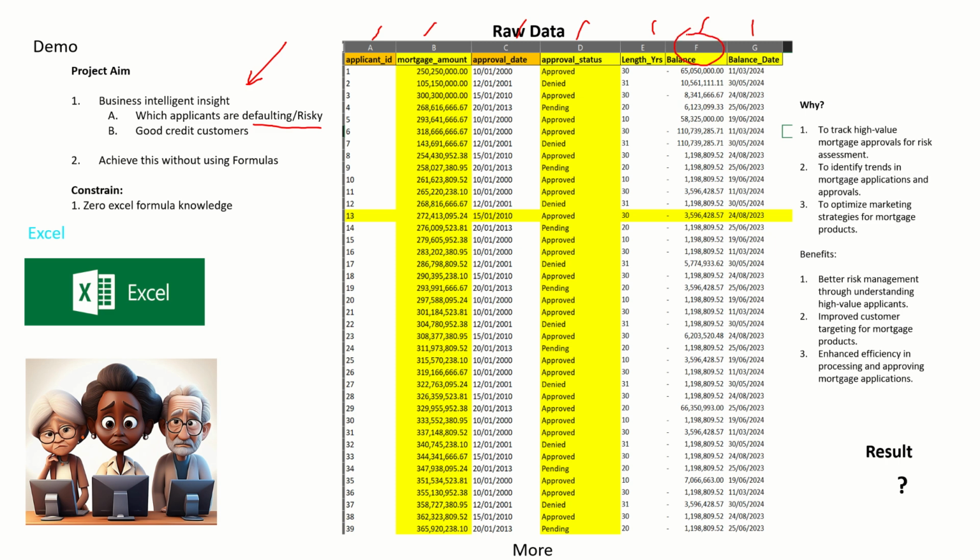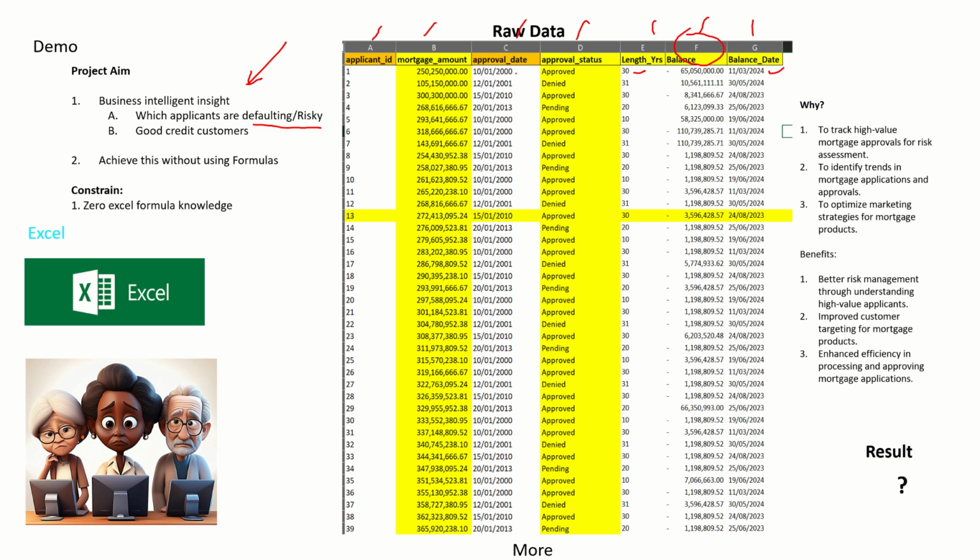Number 1, F. But it's not just this balance F. We should be looking at this balance period. What about G? This is the balance date that it took it from, and as you can see, this balance is negative here, which means they are still in debt. So do they still have time to pay? We need to evaluate that.